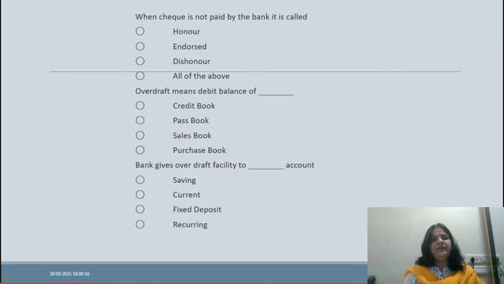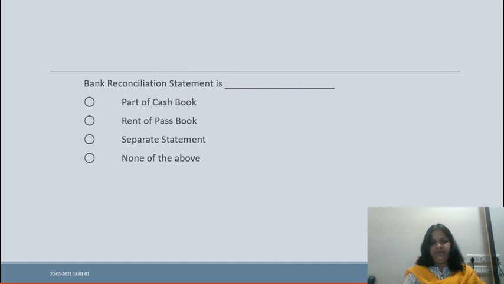Overdraft means debit balance of credit book, passbook, sales book, purchase book. Definitely its answer is passbook. Credit book, sales book and purchase book are not related with bank reconciliation statement. These are separate subsidiary books prepared by the businessman. Bank gives overdraft facility to which account: saving account, current account, fixed deposit account, recurring account. Its answer is current account.